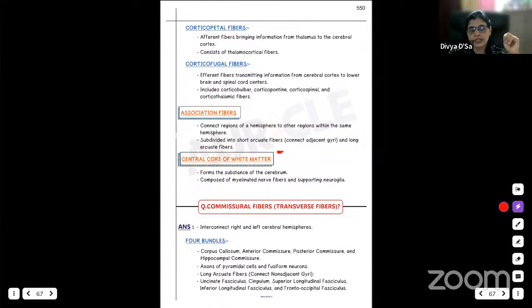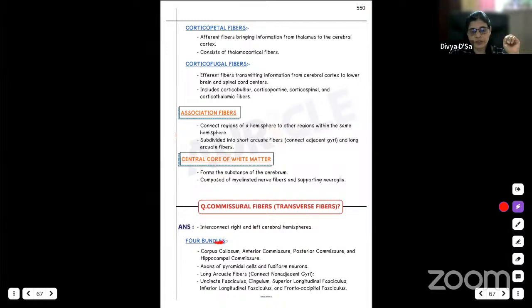Here we have short arcuate fibers, which connect adjacent gyri, two adjacent gyri. And long arcuate fibers, which connect gyri from one lobe to gyri of another lobe.